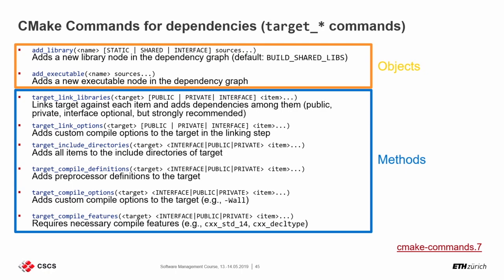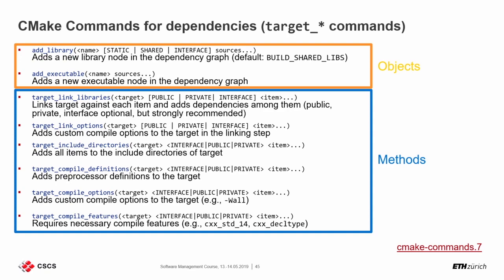Important there is that you can skip the public or private, but you should probably not, especially if it's a library, because if you use target link library once without public, private, or interface, you can never use it afterwards, which is kind of odd.